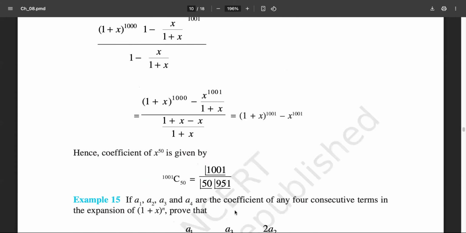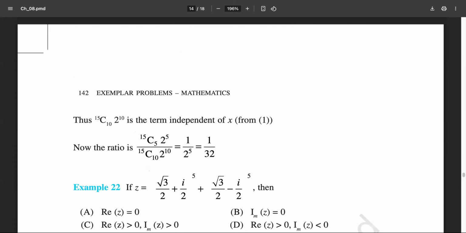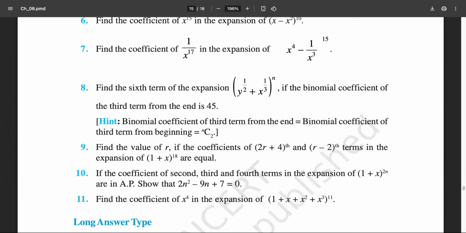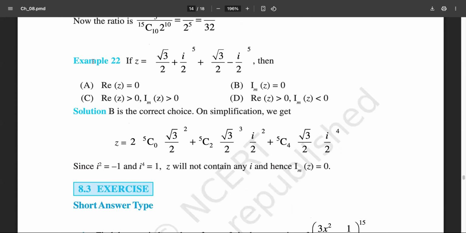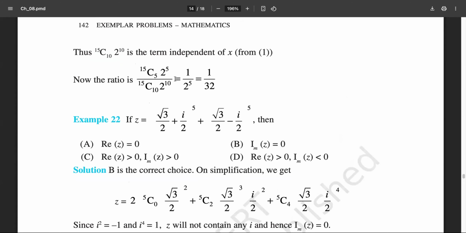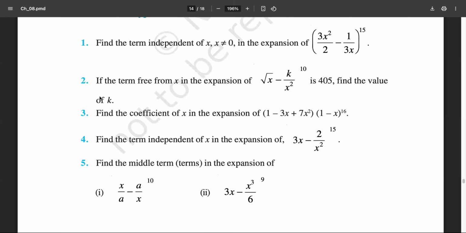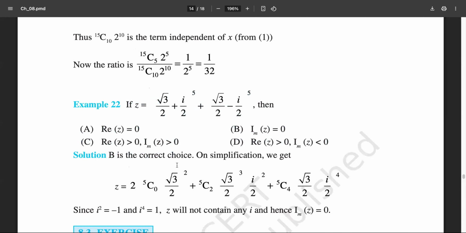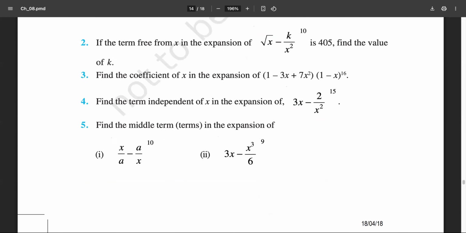You can see there are too many examples, 22 examples in total. One more thing: this is Z, basically a complex number. If you don't know the complex number part, you can leave this problem. After completing this chapter, I will go with complex numbers and quadratic equations. It will be a better option for you.